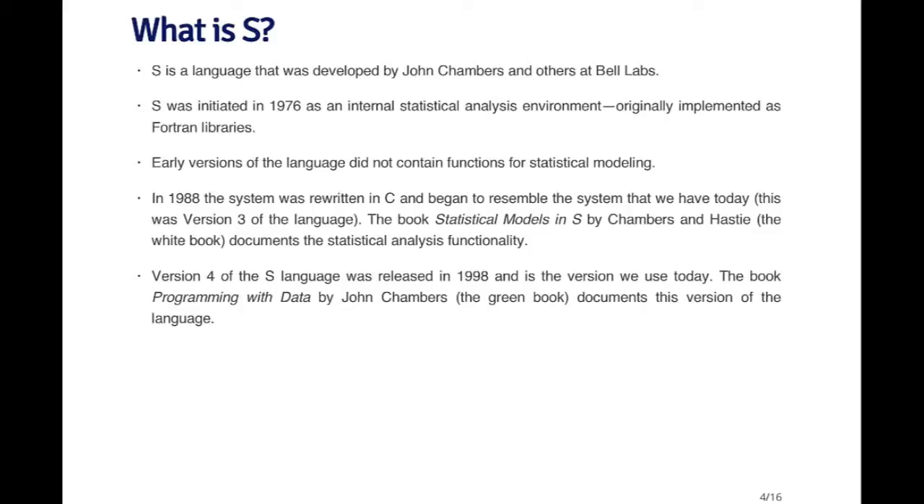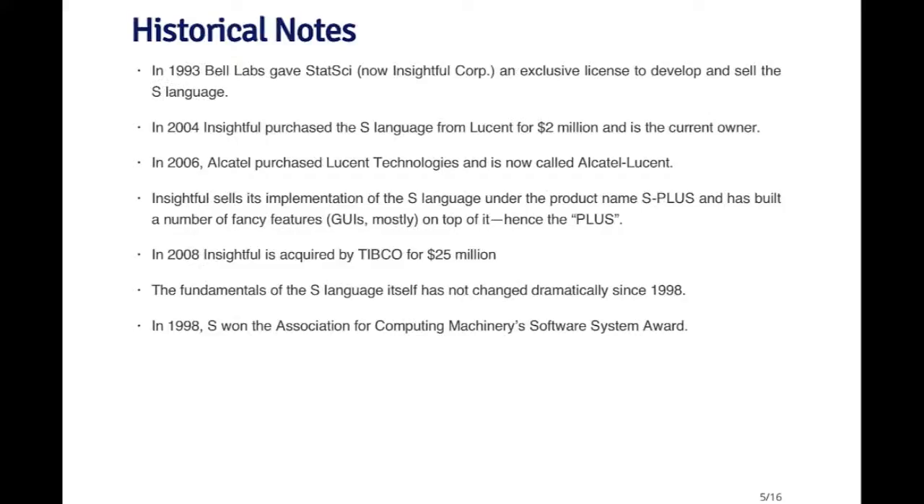Version 4 of the S language was released in 1998, and it's the version that we more or less use today. The book Programming with Data, which is a reference for this course, is written by John Chambers, sometimes called the Green Book, and it documents version 4 of the S language. So R is an implementation of the S language that was originally developed in Bell Labs. So just a little bit more history here.